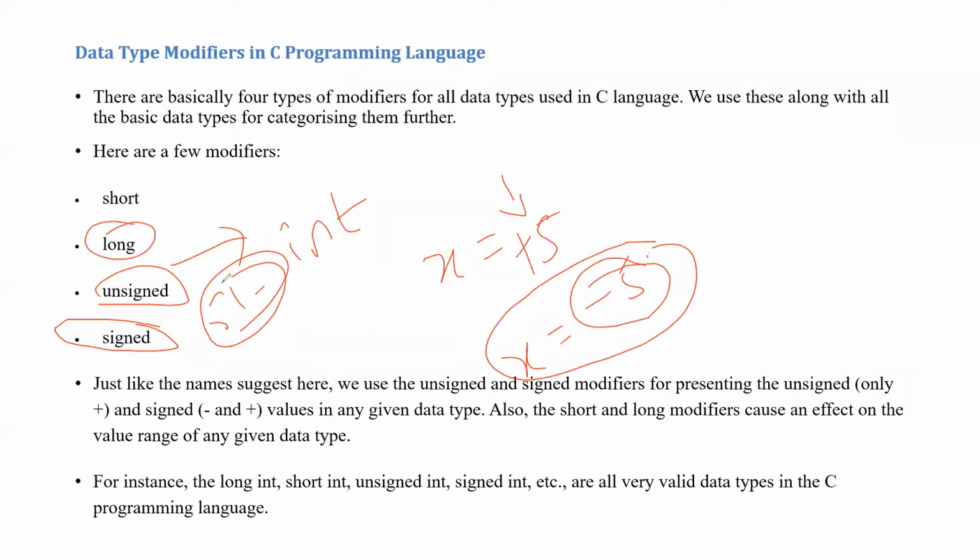Similarly, for long also, long int, long float, like that we can use it. So this is about the modifiers which give additional flavors to the existing data types.